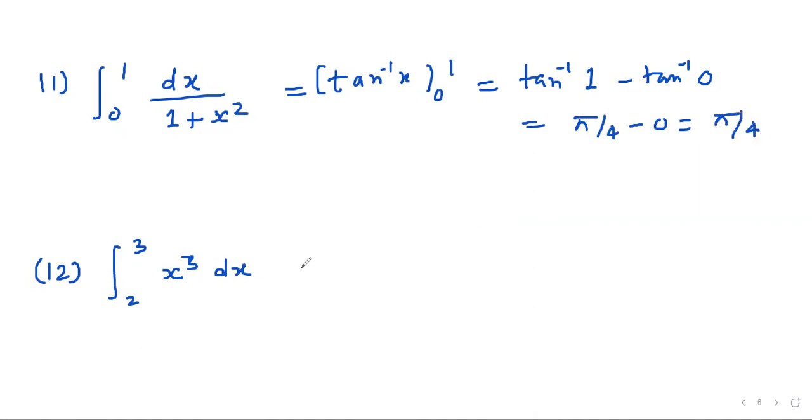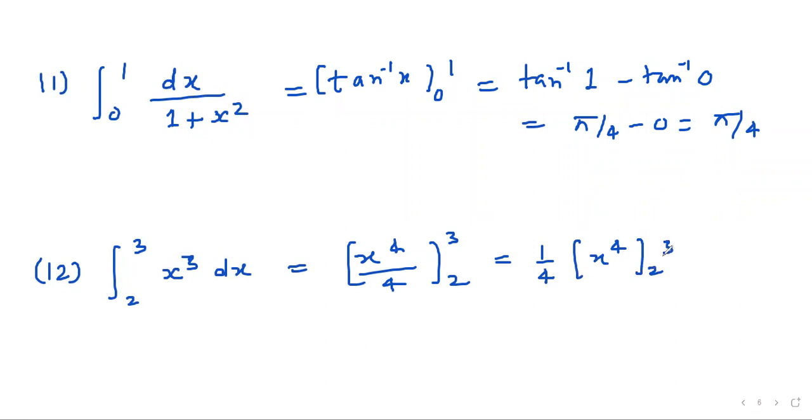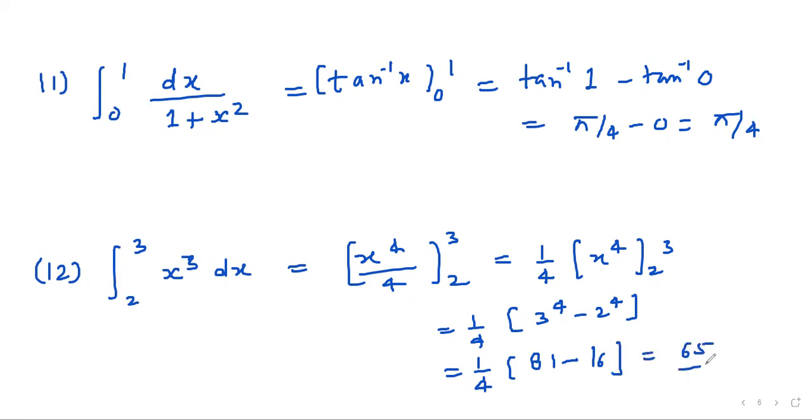Now take the next question. Integration with limit 2 to 3, x cube dx. So it will become x power 4 upon 4. And then limits are 2 to 3. So 1 by 4 can be taken out, and then x power 4, 2 to 3. Then we put the values: 1 by 4 times 3 power 4 minus 2 power 4. So 3 power 4 means 81. 1 upon 4 times 81 minus 16 will be equal to 65 divided by 4.